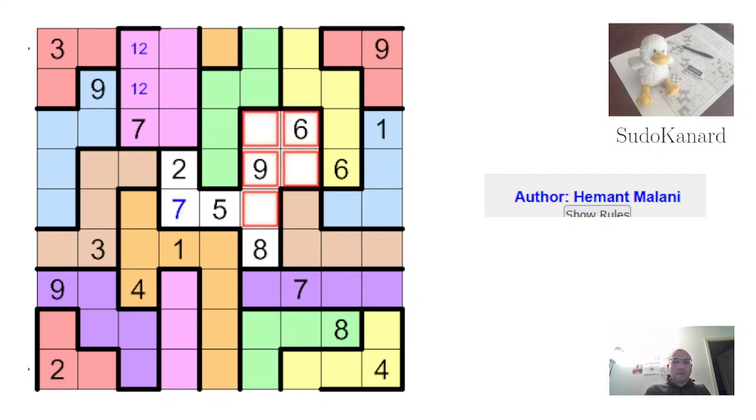I'm left with 1, 3, and 4 inside this region, and that's not a 3. So the fact that one of those cells has to be a 1 means that this cannot be a 1. And this one here means that those can't be 1s either. And this says that this can't be a 1, so we have a 1 somewhere in here.